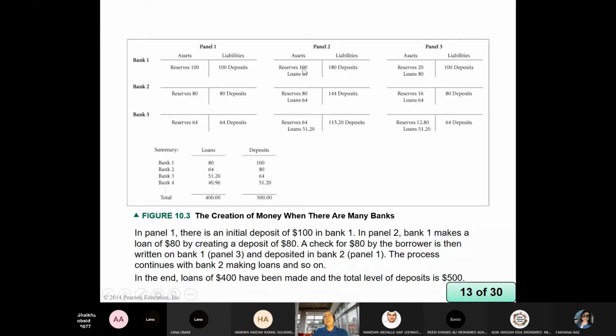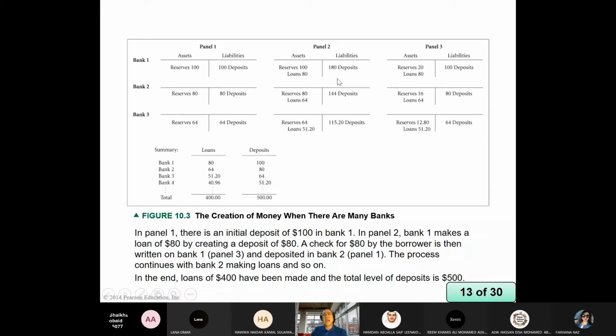So since the required reserve ratio is 20%, 100 times 0.8 equals 80 dirhams. Why do I say 0.8? 1 minus 0.2 equals 0.8. So if I got a deposit of 100 and the required reserve ratio is 20%, the bank can give a loan of 80 dirhams. This guy deposits the money in the same bank. So total deposits will become 180.